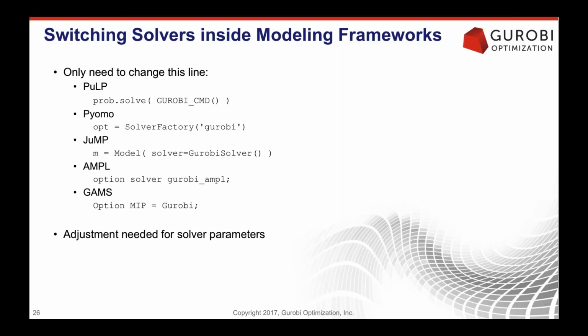And here I show the Gurobi command line tool that could be used to solve it. In Pyomo, you set the solver before calling the optimize or solve command by choosing it via the solver factory. And this is how it could be done. In JuMP, you have to choose the solver when you create the model. In AMPL, there is a solver option that is called gurobi_ampl. And in GAMS, there is an option MIP that you can set to Gurobi.